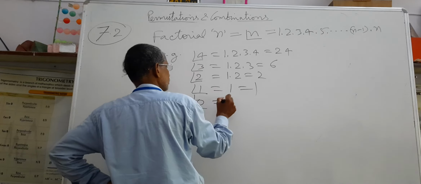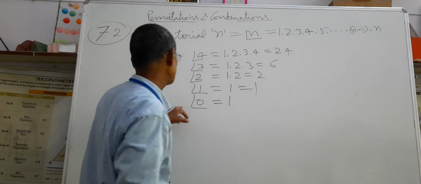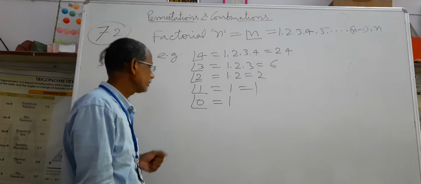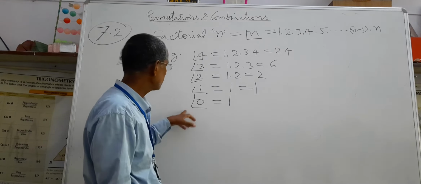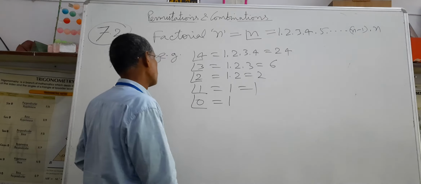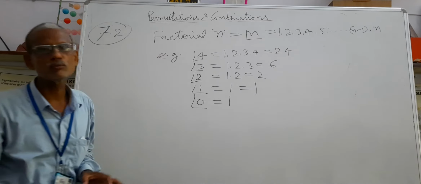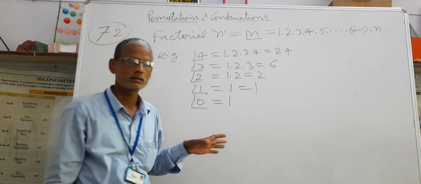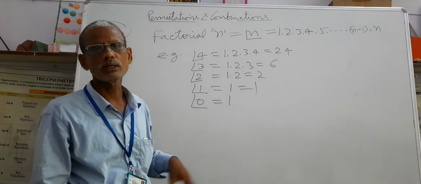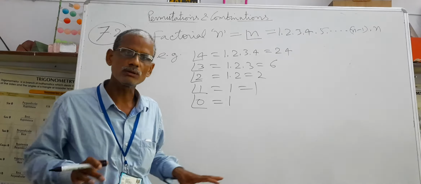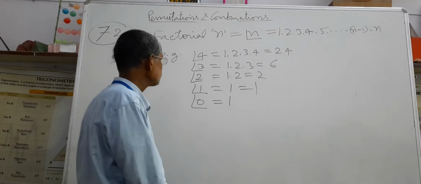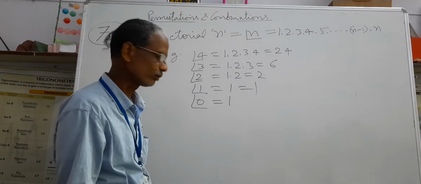Factorial 0 also becomes equal to 1. We will explain this concept in the next chapter on binomial. Remember that factorial 0 and factorial 1 are both equal to 1. Factorial of a negative quantity is not defined, or we can treat it as 0. That is, factorial of a negative quantity can be treated as 0, although negative factorial is not defined. This is the meaning of factorial.